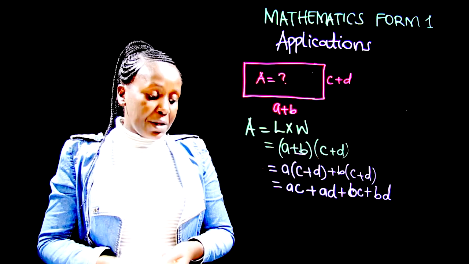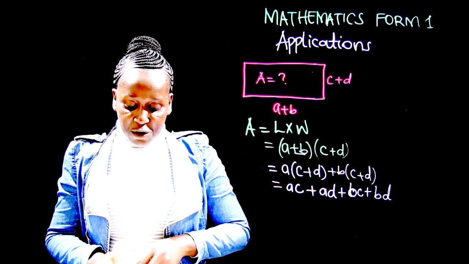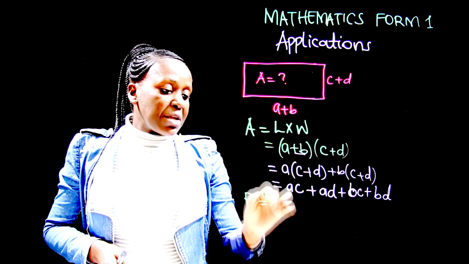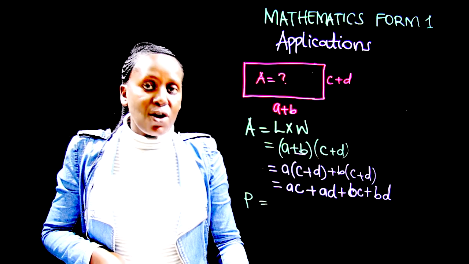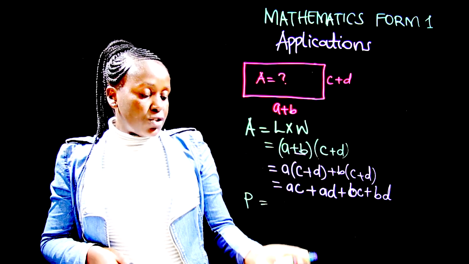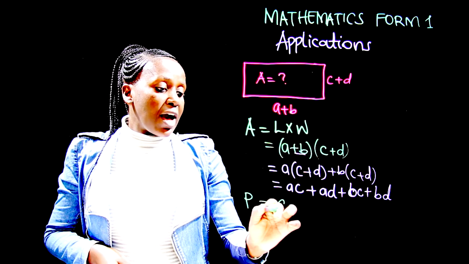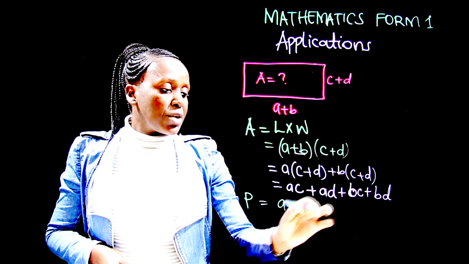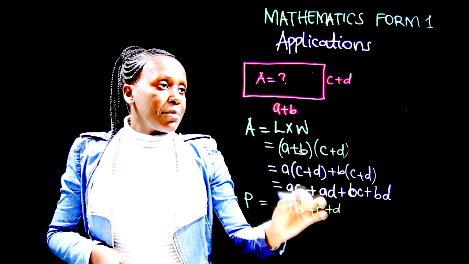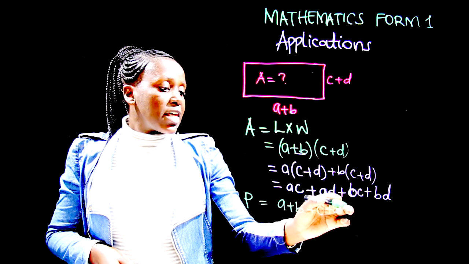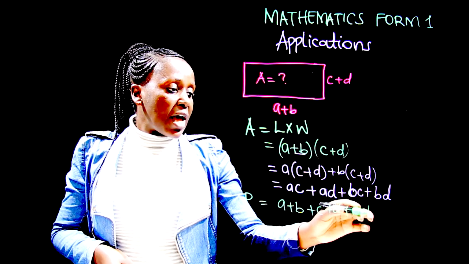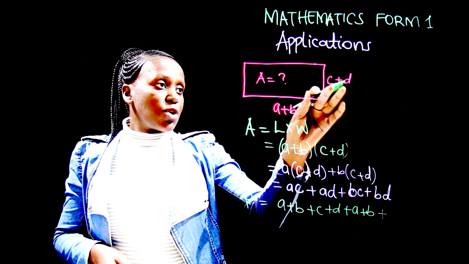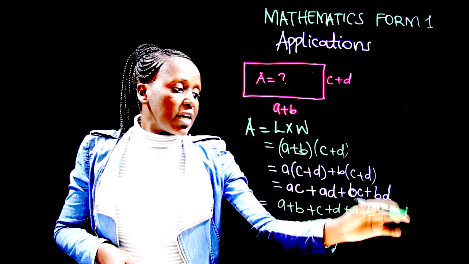What if we needed the perimeter? Okay, if we needed the perimeter, we know that for us to obtain the perimeter, we must add all the sides. So to start with this length, we have A plus B. Then we have this width, which is C plus D. Then we have this length, which is A plus B. Then we have this width, which is also equal to C plus D.